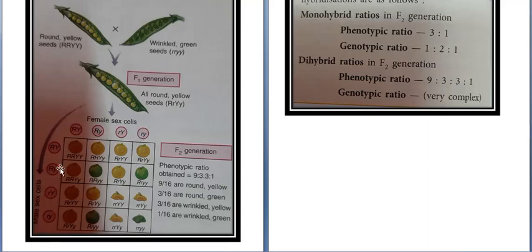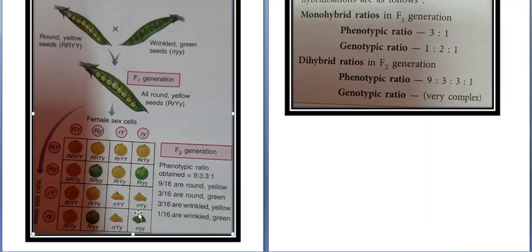Now same over here, we took the gametes and we crossed them. This type of a box which is used for showing the cross is called the Punnett box. So when you cross, in the phenotypic ratio, you will get 9 which are round and yellow, 3 which are round and green, 3 which are wrinkled and yellow, and 1 which is wrinkled and green.